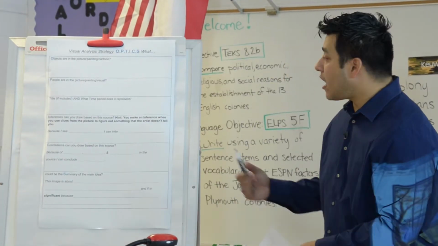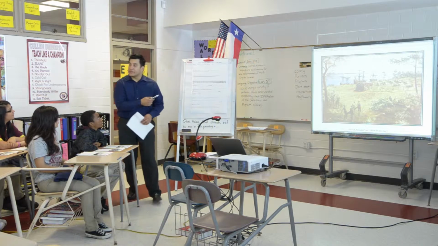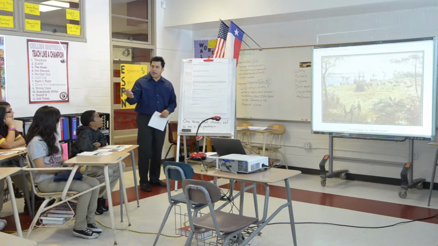All right, so we're going to use this optics analysis tool to break down the visual that we're using today, which is a painting of Jamestown, okay? So what were some of the objects that we noted in the painting? I heard you say men, right? There were men working.